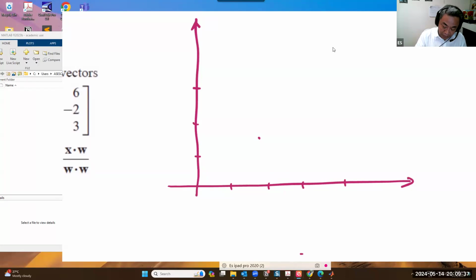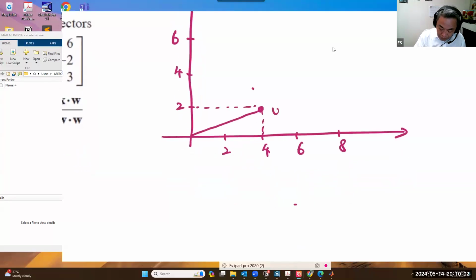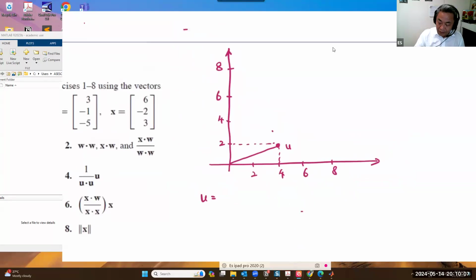2, 4, 6, 8. This is 2, 4, 6, 8, and this is 2, 4, 6, 8. Now, please work with me. This vector is called U. So U would be what, guys? Again, U is an element of R2.